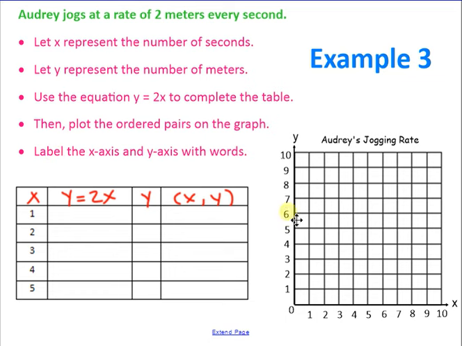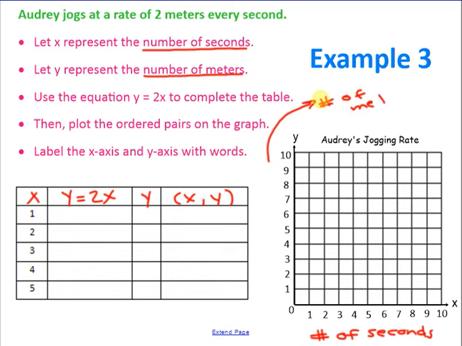Okay, so we need to label our graph. It says let x represent the number of seconds. So this is our x-axis, so we're going to call it number of seconds. And it says let y represent the number of meters. And I don't really have space on mine, so I'm going to draw an arrow here. Number of meters. Okay. All right, let's go ahead and fill in the table here.